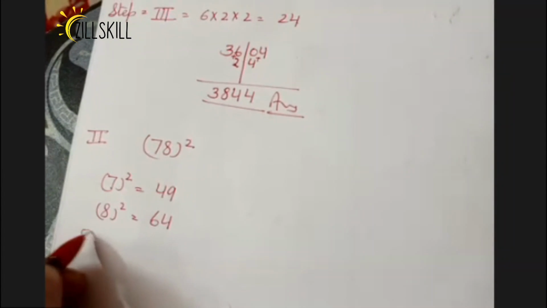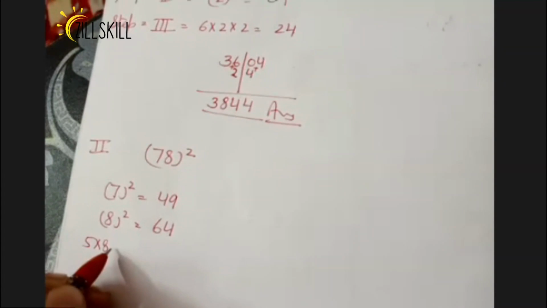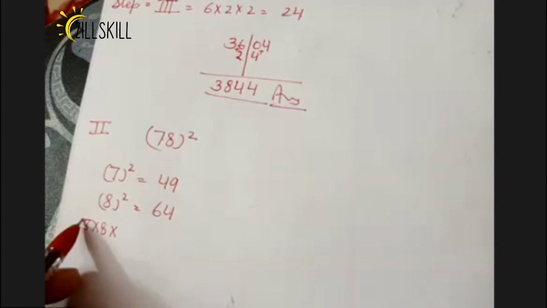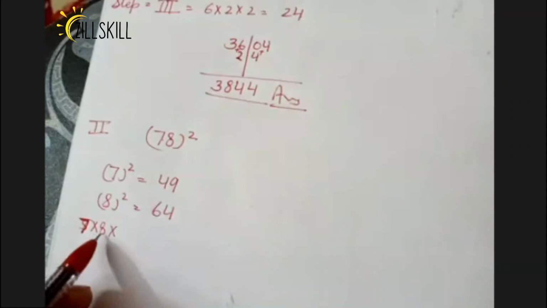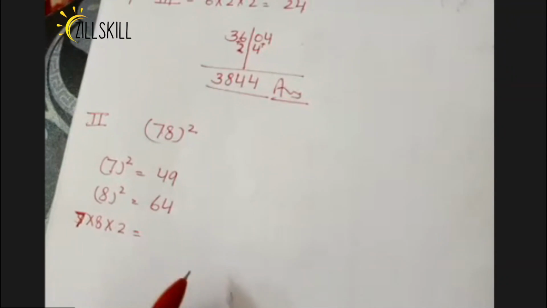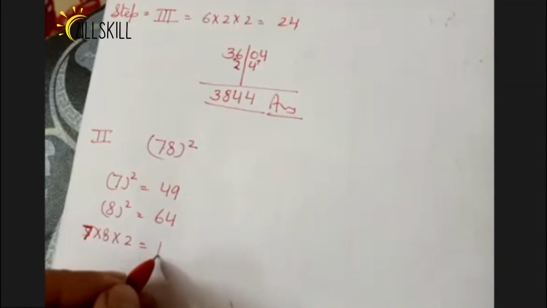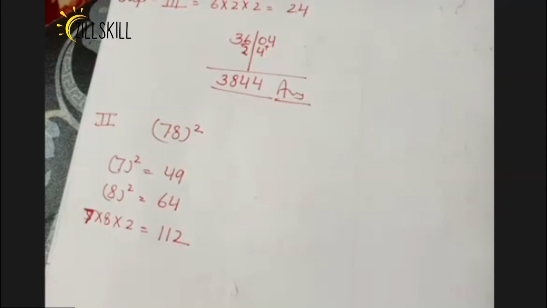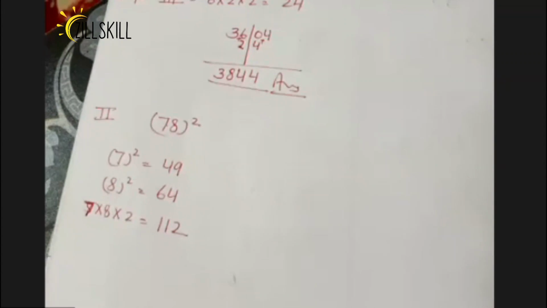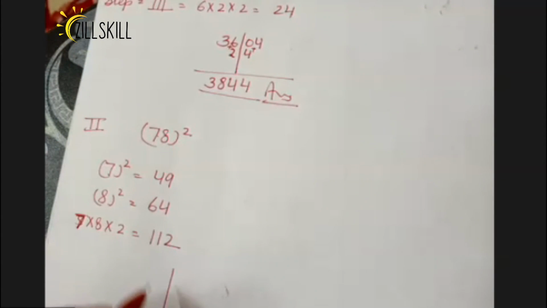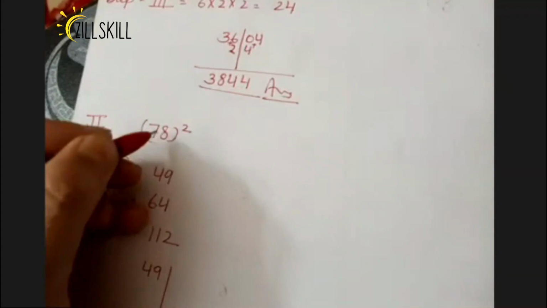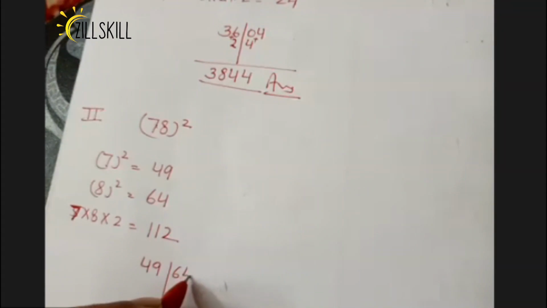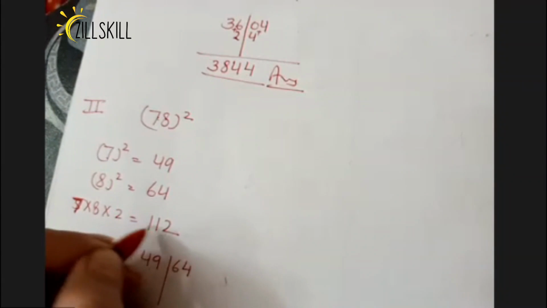Third step, what will it be? 7 into 8, 56, into 2. So 56 into 2 is equal to 112. Right? And then make the partition: 49 here because 7 is the first digit, and 8 is the second digit, 64 here. And what will we do?